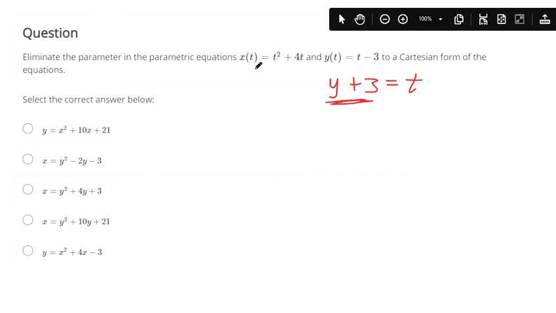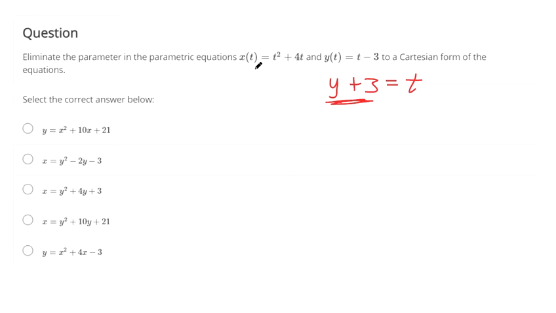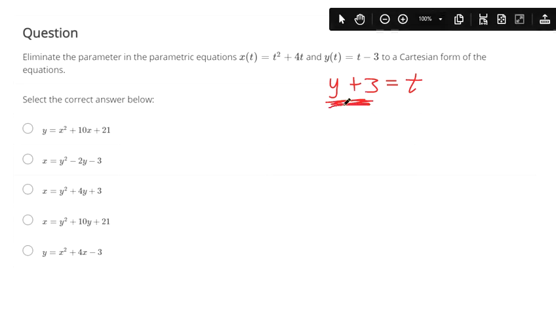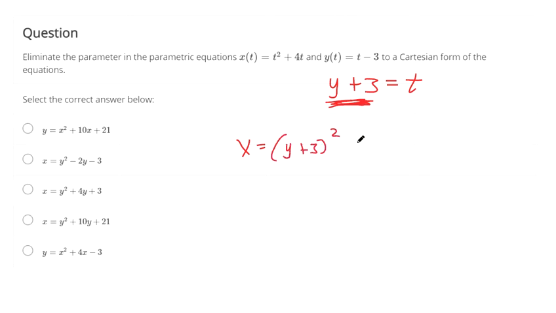We want to have everything in Cartesian form. That means we want x and y to be directly related to each other. We don't want this variable t playing along anywhere. So in order to make that happen, we're going to plug y plus 3 everywhere where we see a t in here. So this is y plus 3 squared plus 4 times y plus 3.